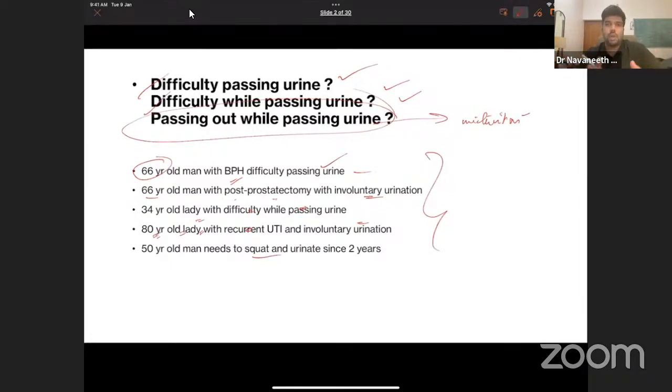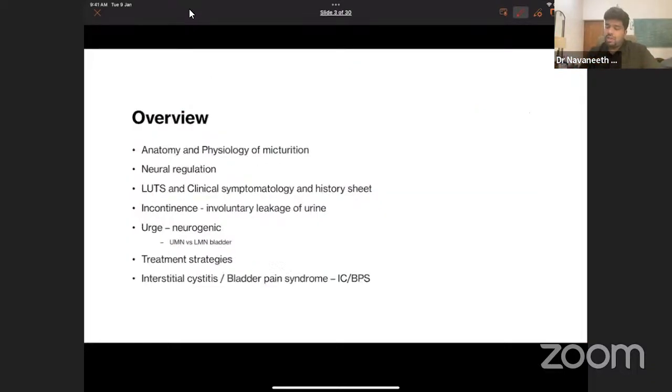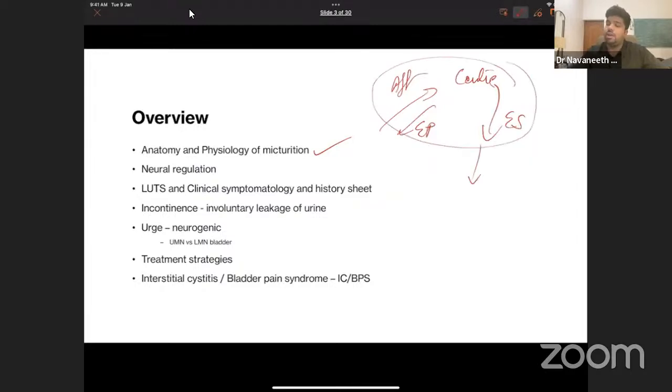That's why I'm taking this topic in the starting sessions of cardinal manifestations. Today we're going to learn about the micturition reflex. Last time we learned about the syncope reflex, where we learned the afferent, parasympathetic, the center, and the efferent sympathetic. Correct? On similar lines, today we are going to learn not about the baroreflex, but about the micturition reflex.